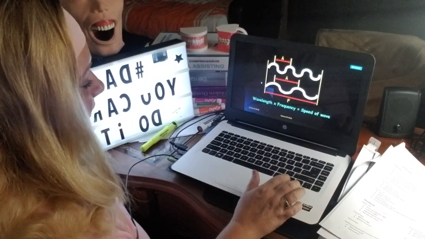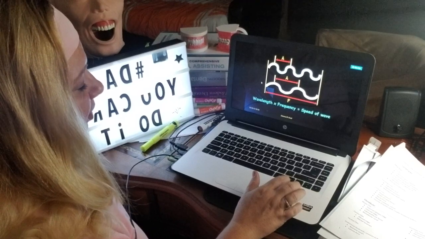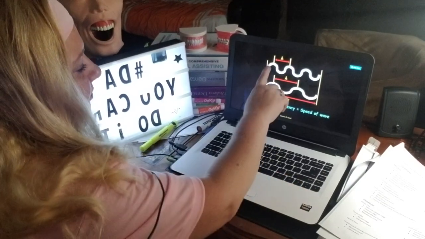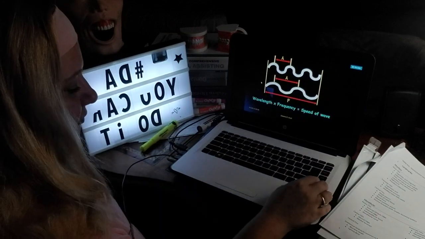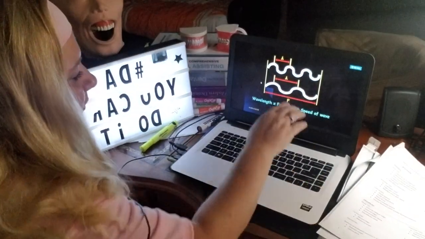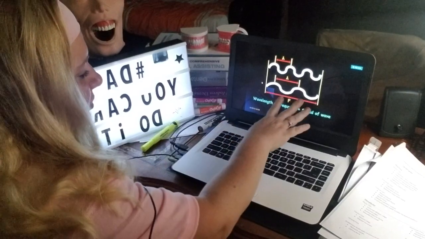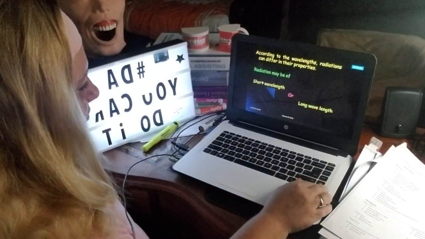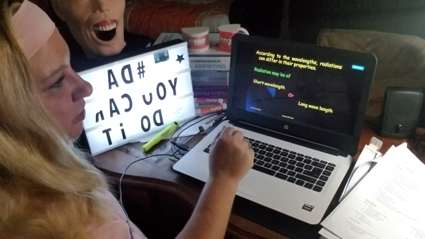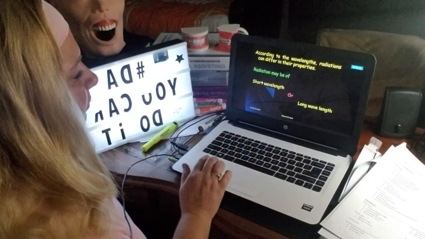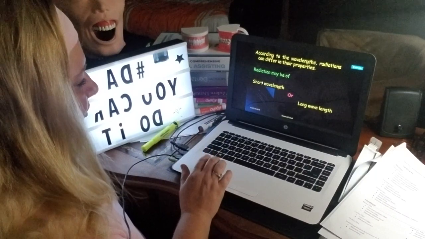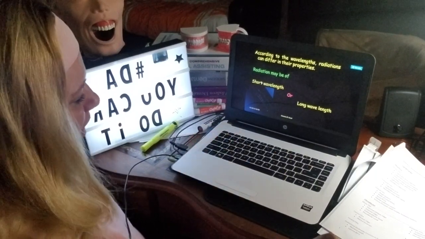Wavelength and frequency, speed of wave. See? This one is shorter and this one is longer. Faster. Longer means less radiation, shorter means more radiation. According to the wavelength, radiation can differ in its properties: short wavelength or long wavelength.